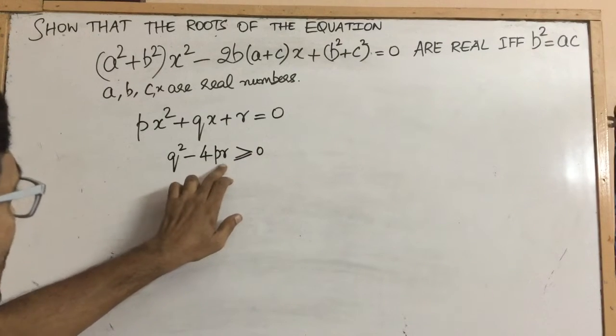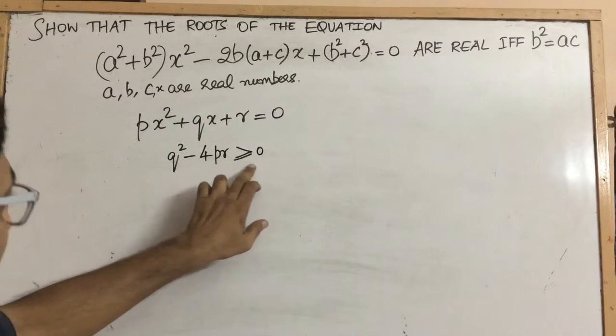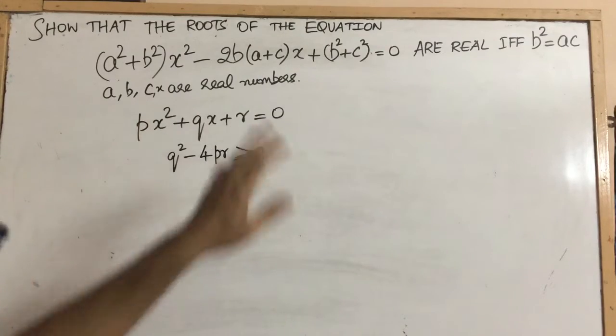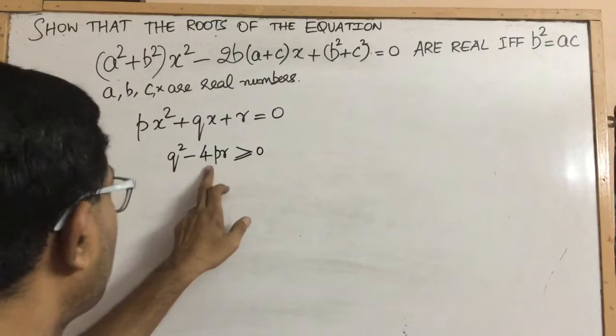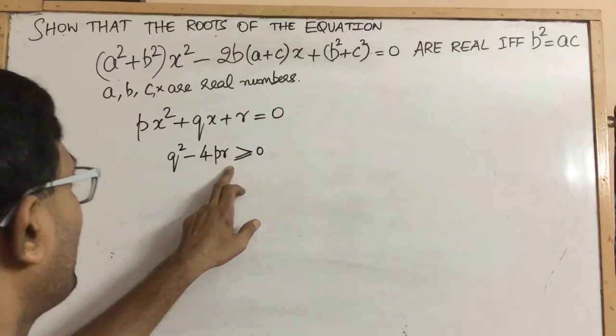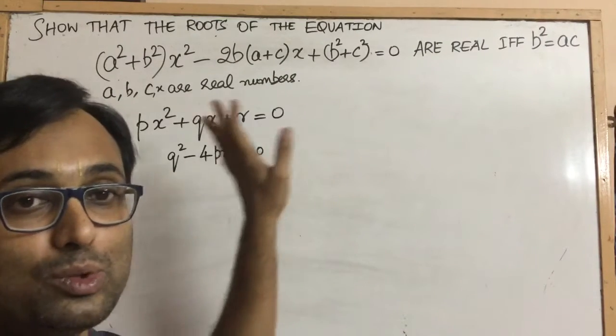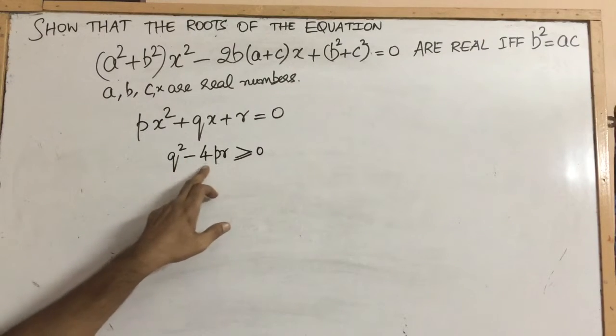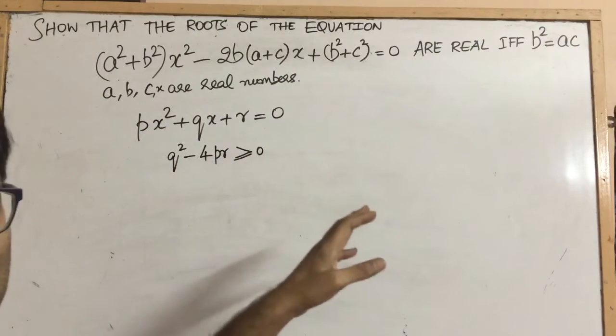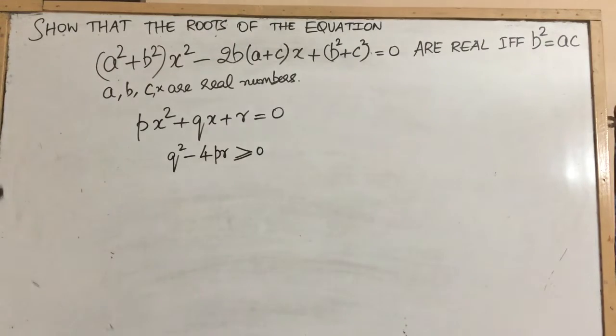If q squared minus 4 times p into r is equal to 0, both the roots are real and equal. If q squared minus 4 times p into r is greater than 0, both the roots are real and distinct. Of course, if q squared minus 4 times pr is less than 0, then the roots are going to be imaginary. Both the roots are imaginary.